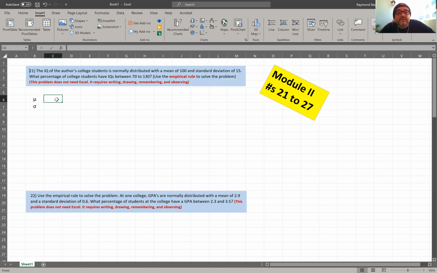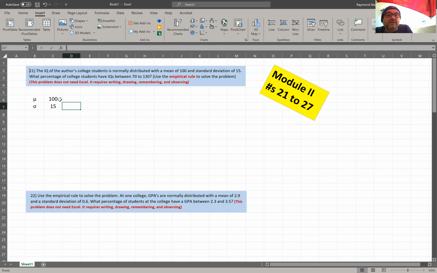All right. So the mean is 100. Standard deviation is 15. And it says what percentage of college students are between 70 and 130. So, for the empirical rule, one standard deviation away from the average is 68%. Two standard deviations is 95%. Three standard deviations is 99.7%. So all you have to figure out is how many standard deviations 70 and 130 are away from the average, which is 100, in terms of 15.